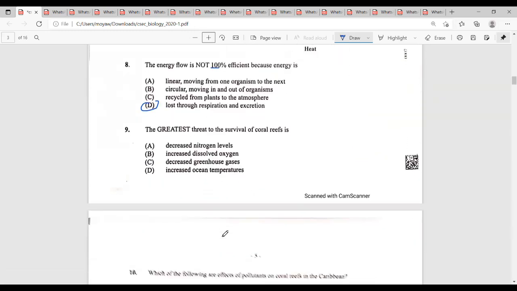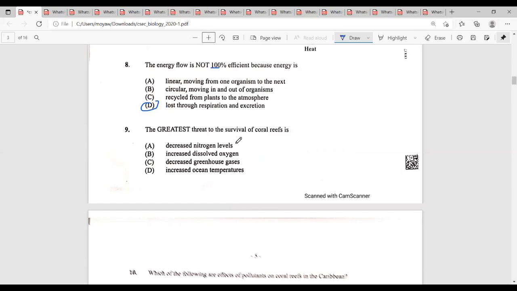Question 9. The greatest threat to the survival of coral reefs is, so we have A, decreased nitrogen levels. B, increased dissolved oxygen. C, decreased greenhouse gases. D, increased ocean temperatures. So now let us analyze this.